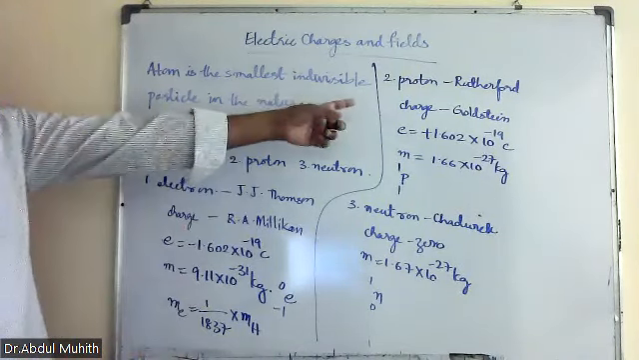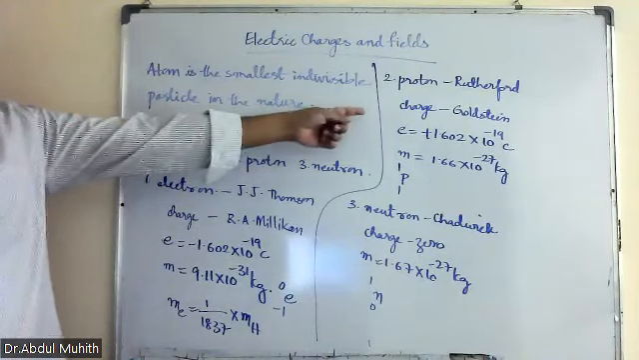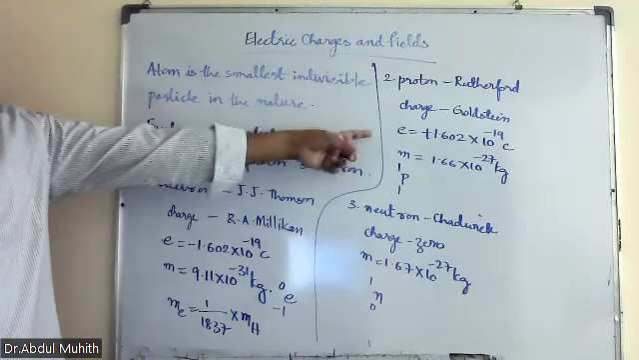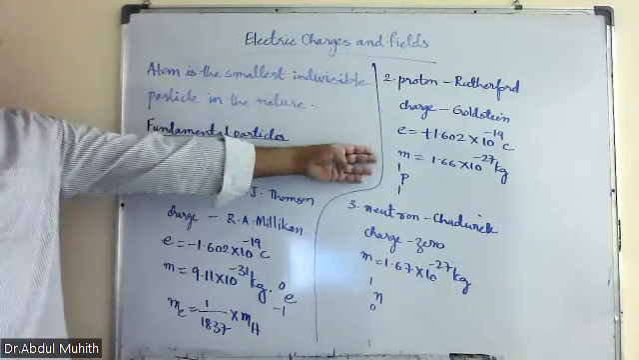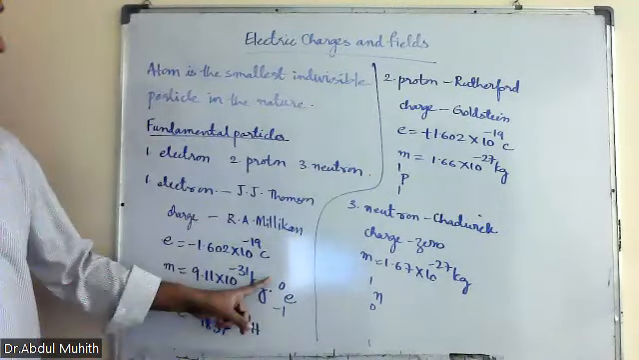The proton was discovered by Rutherford, and its charge was determined by Goldstein. Here we have e equal to 1.602 × 10⁻¹⁹, that is the charge of the proton. This is the mass of the proton, and this is the symbol. One is the charge, one is the mass. For the electron, -1 is the charge and 0 is the mass.